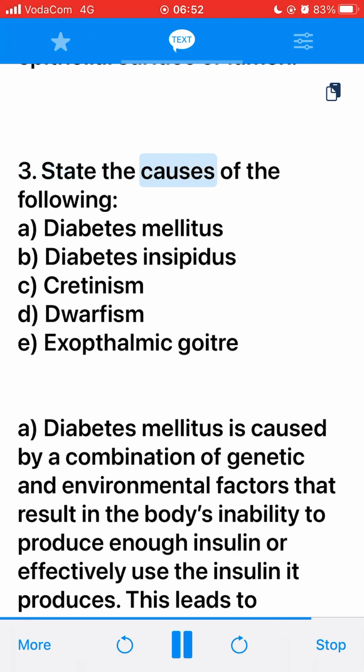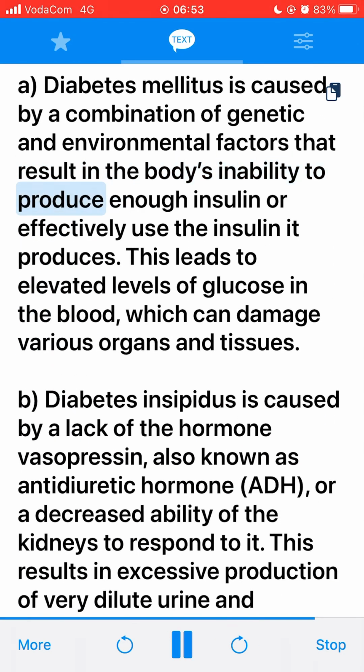3. State the causes of the following. A. Diabetes mellitus. B. Diabetes insipidus. C. Cretinism. D. Dwarfism. E. Exophthalmic goiter. Diabetes mellitus is caused by a combination of genetic and environmental factors that result in the body's inability to produce enough insulin or effectively use the insulin it produces. This leads to elevated levels of glucose in the blood, which can damage various organs and tissues.